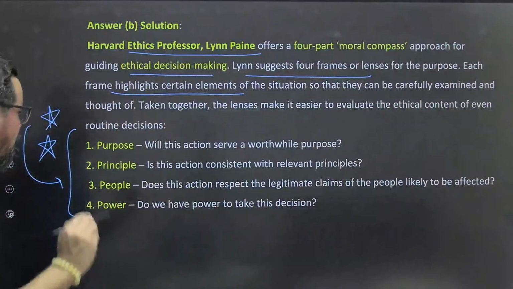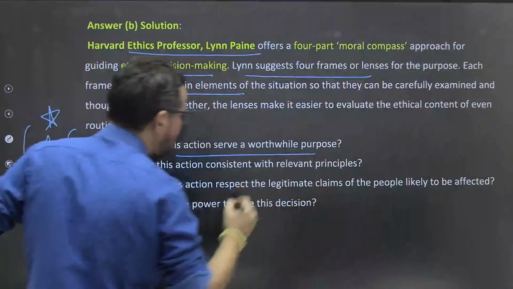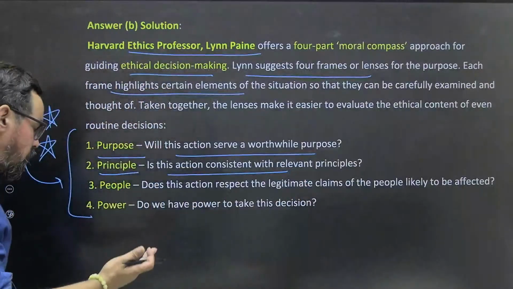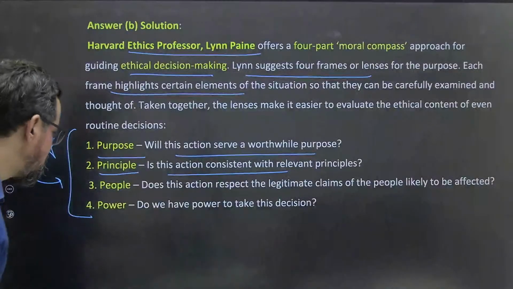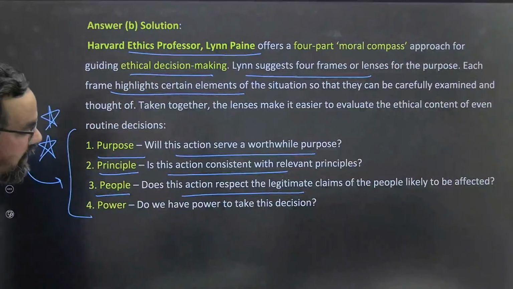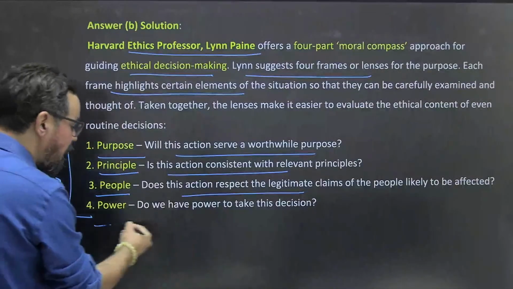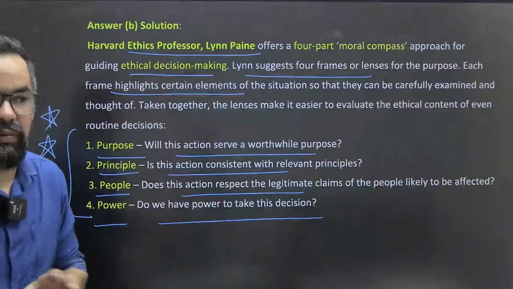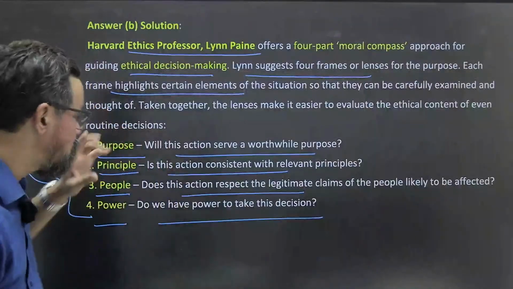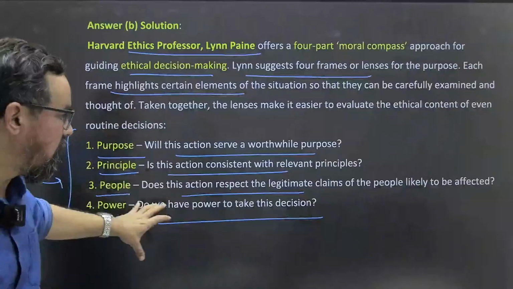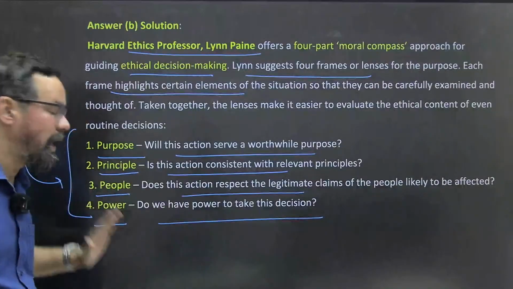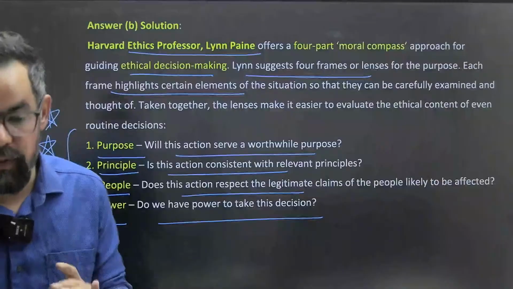So this is very important. The first one is purpose: will this action serve a worthwhile purpose? The second one is principle: is this action consistent with the relevant principles of the organization? People, around the stakeholders: does this action respect the legitimate claims of the people likely to be affected? Power: do we have the power to take this particular decision? They generally said that whenever a manager is facing some sort of ethical dilemma in decision making, they should study that situation with the help of these four lenses: purpose, principle, people and power. The 4 P's. So please do remember this one, very very important.